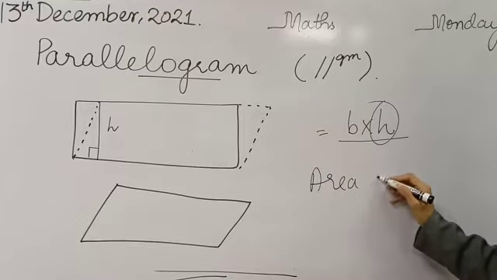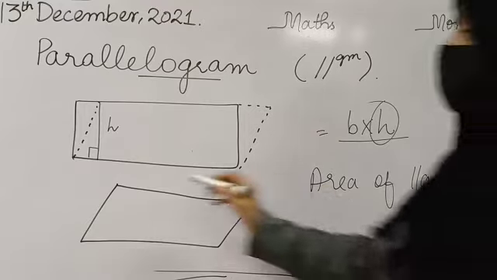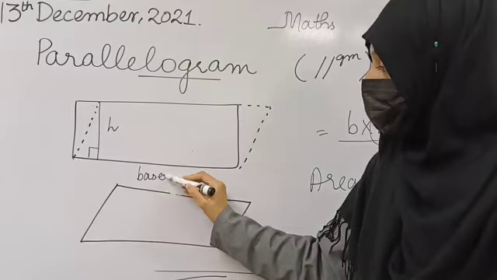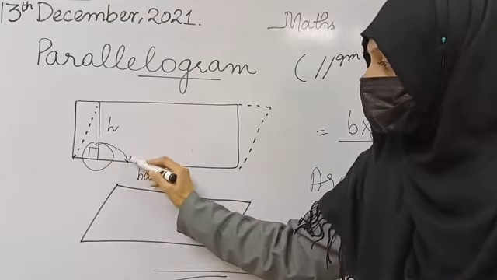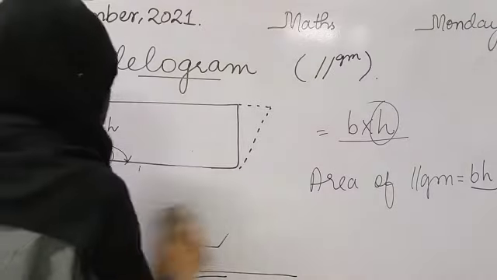What will be the formula now? Area of parallelogram is equal to BH. What is B? B is for base and H is for height. And what is base in this case? This is base. Because the right angle is on this side, that's why this is your base. Okay? Is it clear? Now let's solve some questions to see how to find out the area.